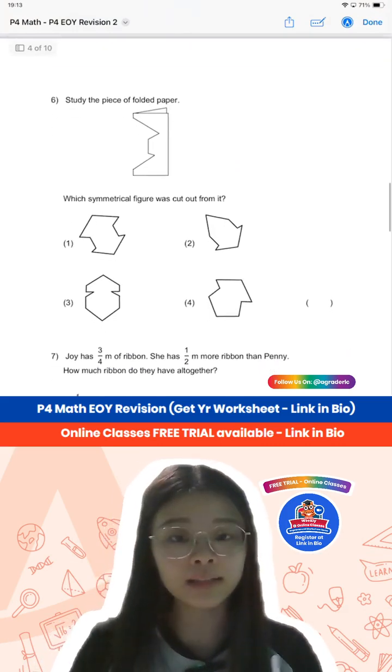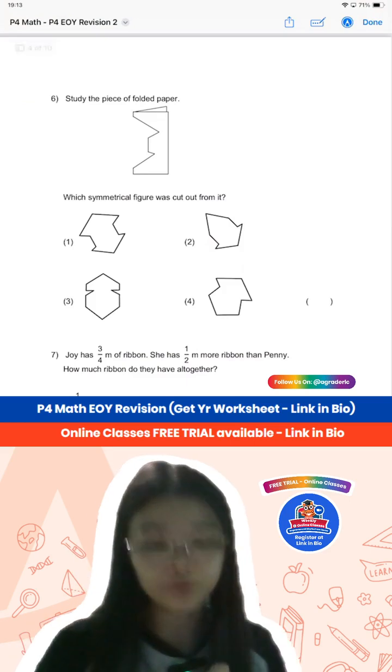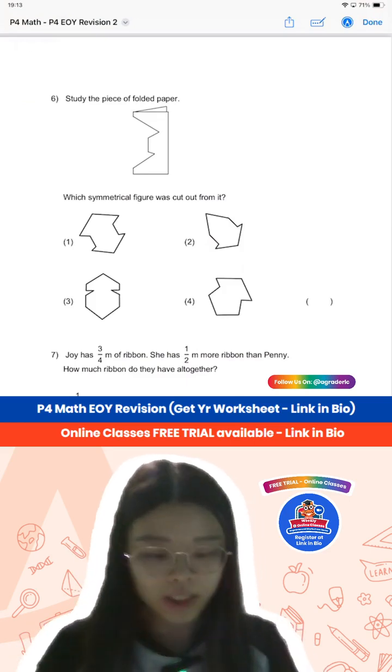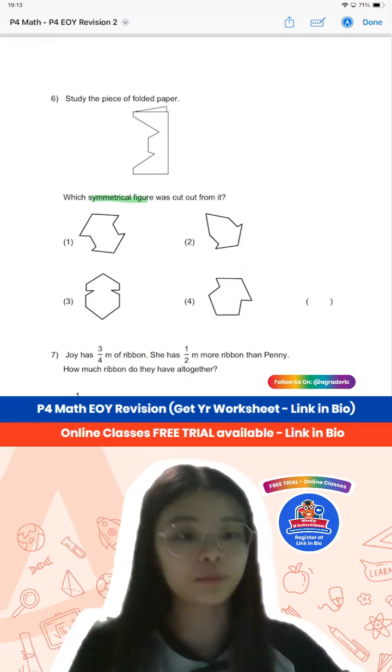Now let's attempt question 6. Study the piece of folded paper. Which symmetrical figure was cut out from it?